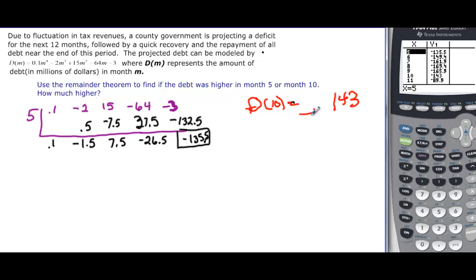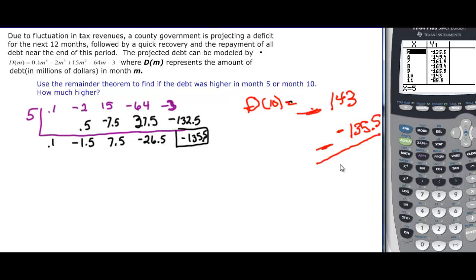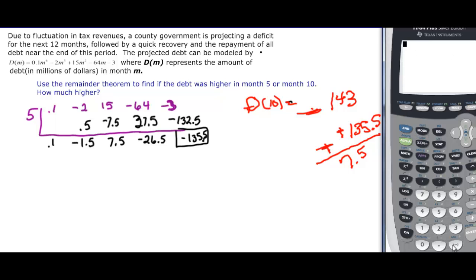So if I have negative 143, and I want to find the difference, and I have minus a negative 135.5, I end up with a difference of 7.5 when I add the opposite. Or we can do it this way. Go to my home screen and take negative 143 minus a negative 135.5, and I get negative 7.5, and that would be $1 million.